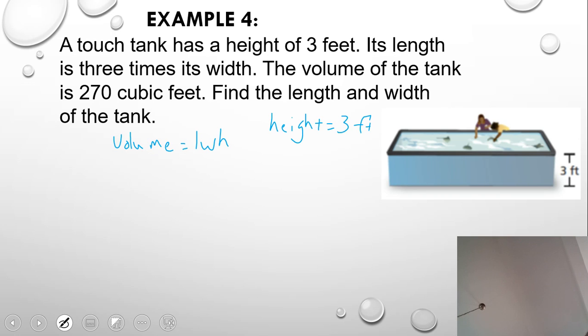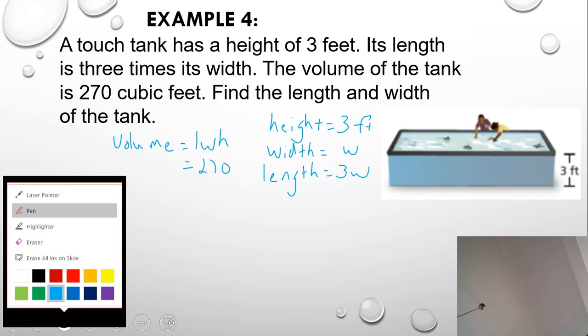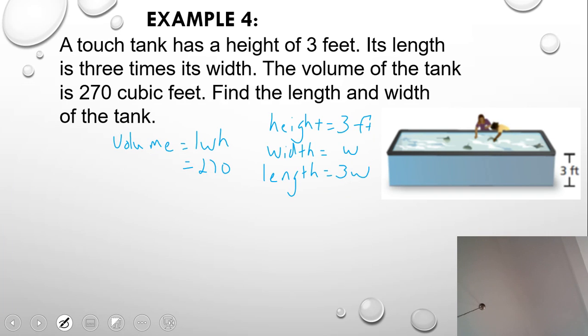We know that the length is 3 times the width. So let's call the width equal to W. The length is 3 times its width, so then the length would be 3W. And we know that the volume is equal to 270 here. So the length times the width times the height: 3 times W times 3W is equal to 270. Now let's solve this. 3 times 3 is 9, so I have 9. W times W is W squared, so 9W squared is equal to 270.